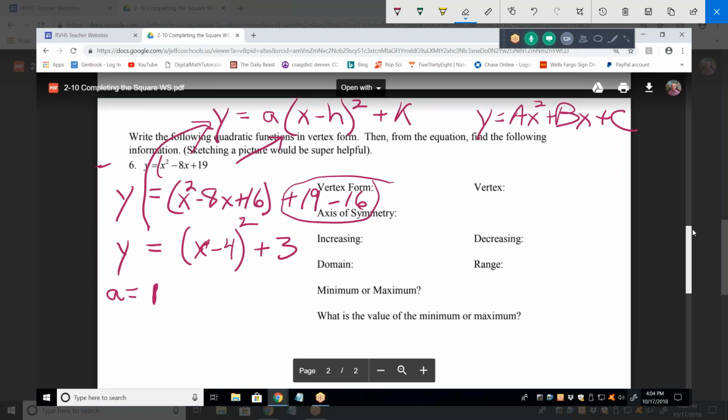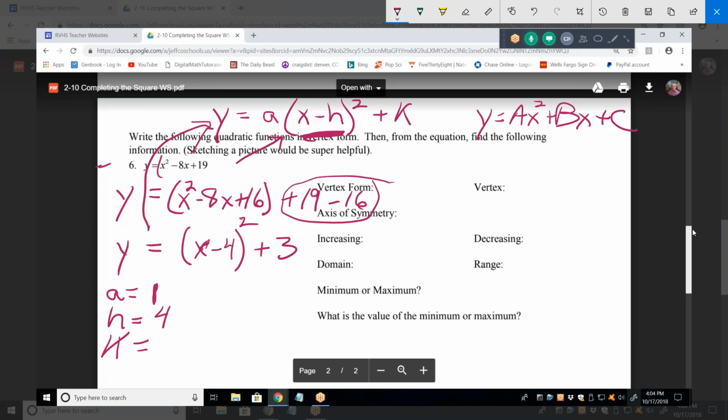Tell me what H is. H is 4. Notice the standard format is x minus h. The only way that results in x minus 4 is if h is positive 4. If h was negative 4, then this would read x plus 4. Okay, and what is K?